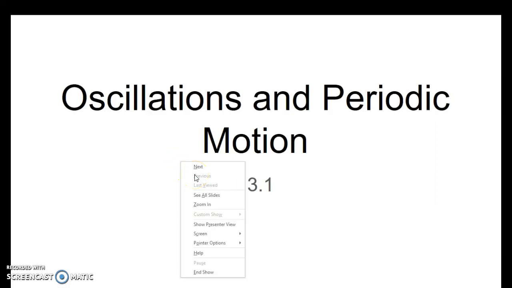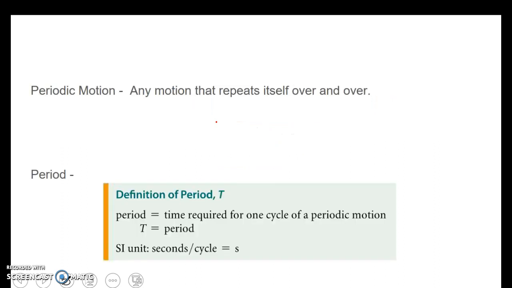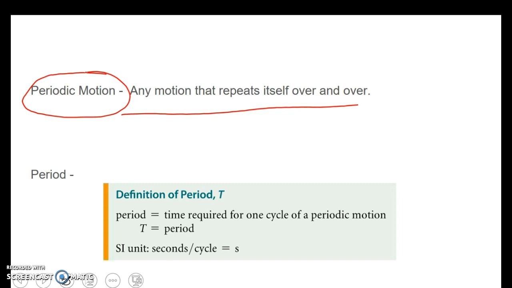All right, our next part of our discussion, we will look at oscillations and periodic motion. Okay, and we'll try to define some terms for you to give you some working knowledge here. So first off, periodic motion: any motion that repeats itself over and over. Obviously that name should mean something, right? Periodic means every so often, and motion that repeats itself over and over.